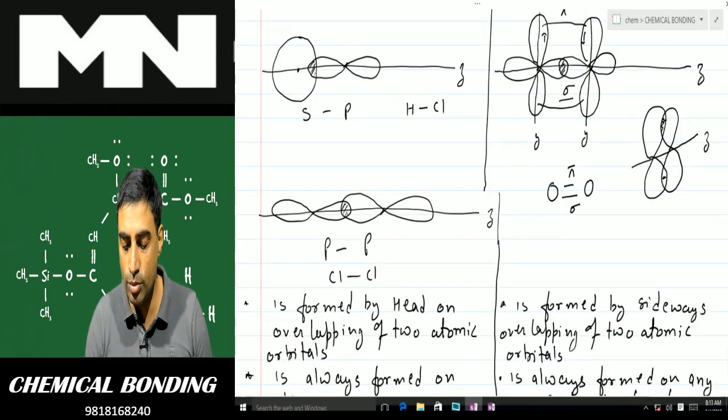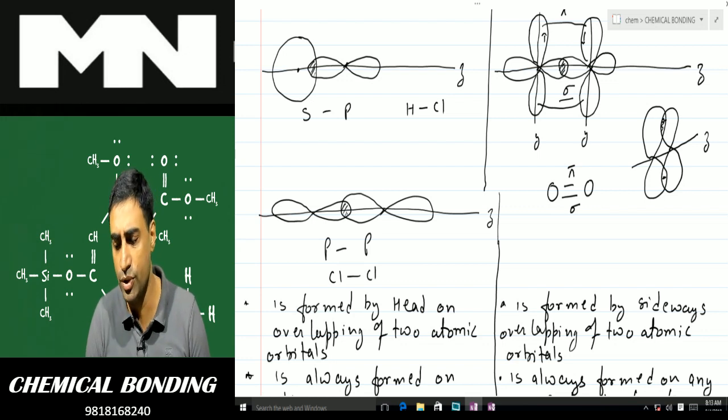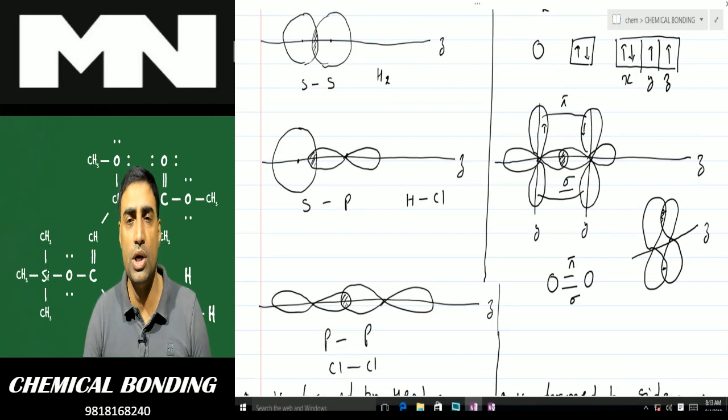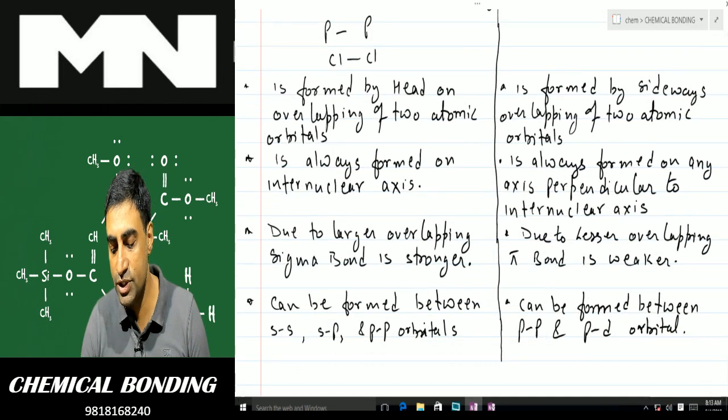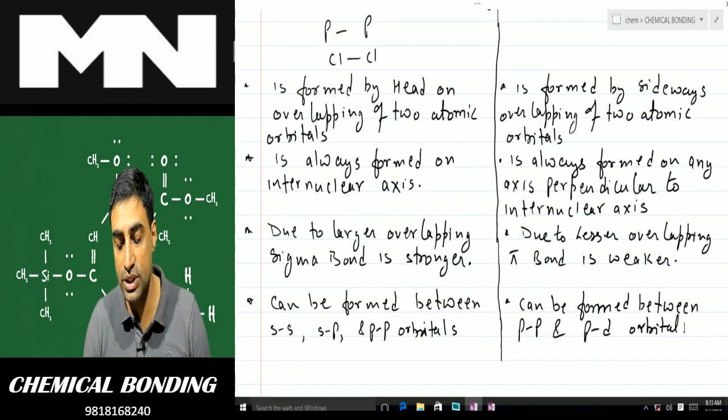Likewise, in Cl2 molecule, the p orbital of 2 chlorines will overlap head-on, leading to the formation of a sigma bond. If we have a look at oxygen, one of their p orbitals will overlap head-on, leading to the formation of a sigma bond. The other p orbital will overlap sideways, leading to the formation of a pi bond. Then we saw the differences between sigma and pi bond. These are the differences mainly between sigma and pi.